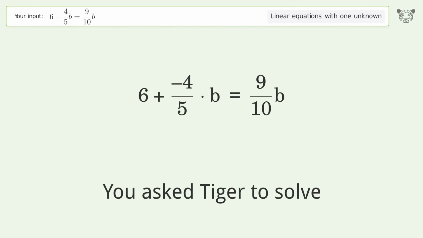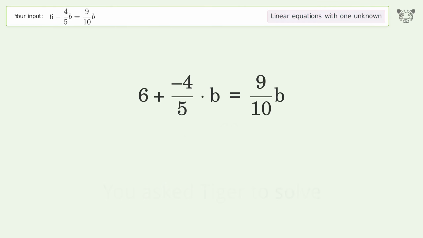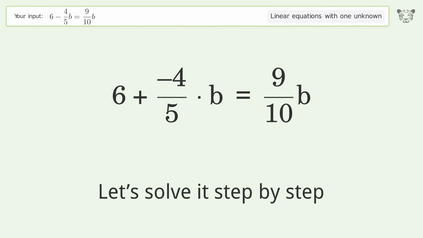You ask Tiger to solve. This deals with linear equations with one unknown. The final result is b equals 60 over 17. Let's solve it step by step.